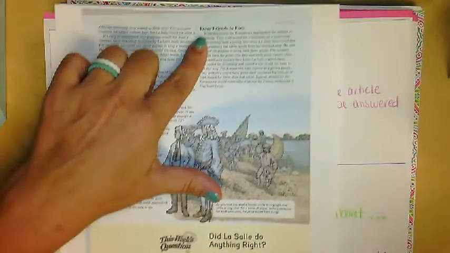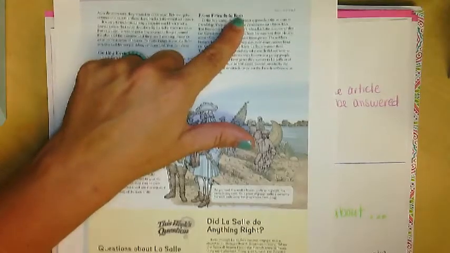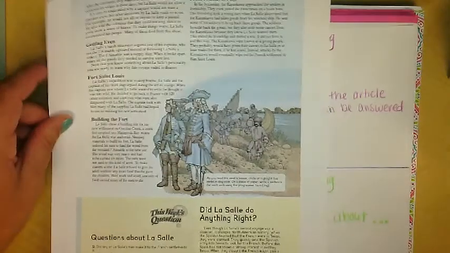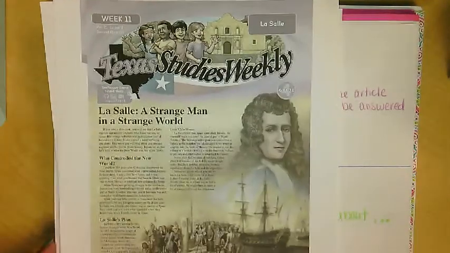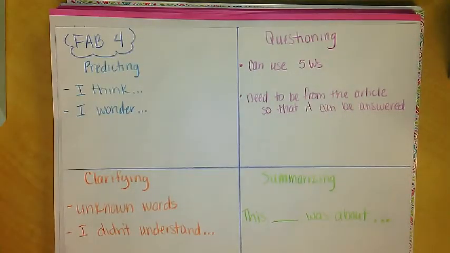From friends to foes. I know foes are enemies, so that's not a good thing. And then, did LaSalle do anything right? So I'm getting a kind of a negative vibe about LaSalle. And so what you're going to want to do when you're predicting is predict what the article is going to be about. And then you want to just write a sentence or so.